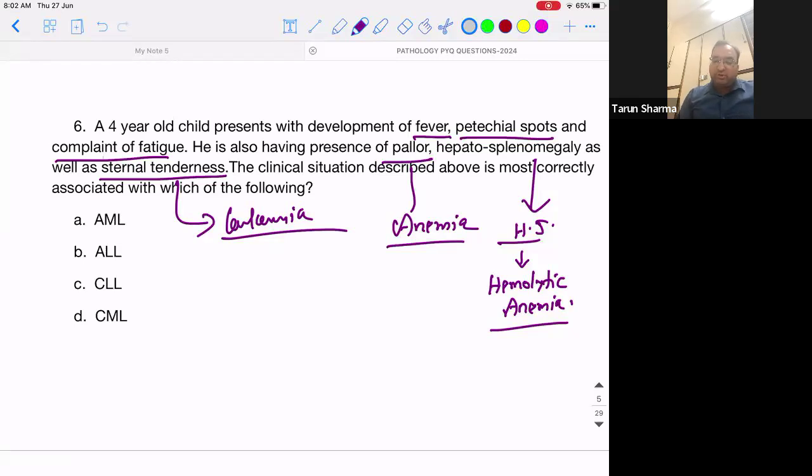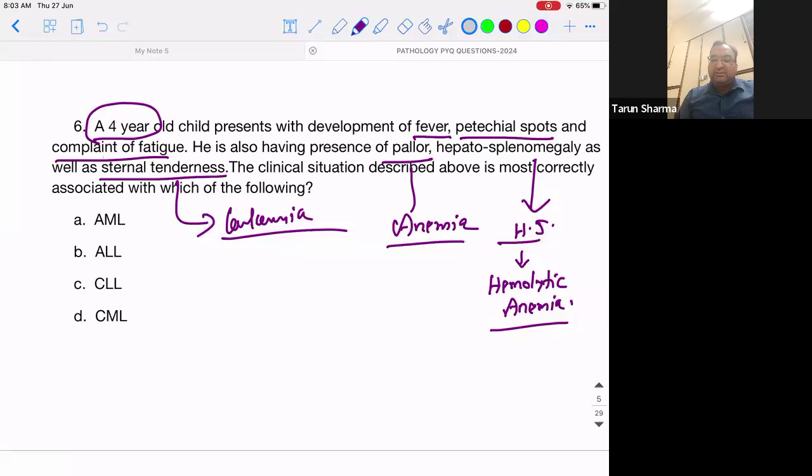Now what you have to answer, what is the clue here? The clue here again is that the age is given to you, so you have to find out the leukemia which is commonly seen in children. Now this question becomes very simple because all the options belong to leukemia. Even if you don't know the answer, you can solve the question because all the options belong to leukemia. So that becomes a simple thing.